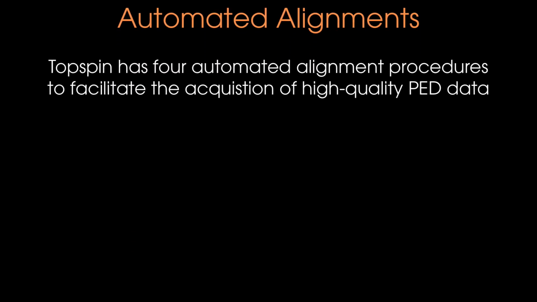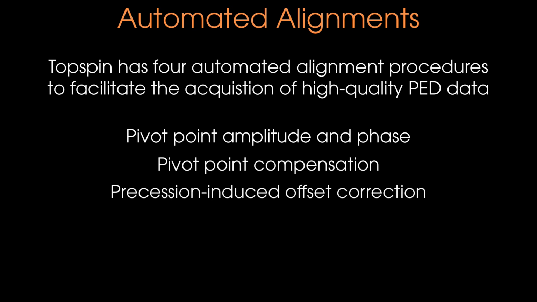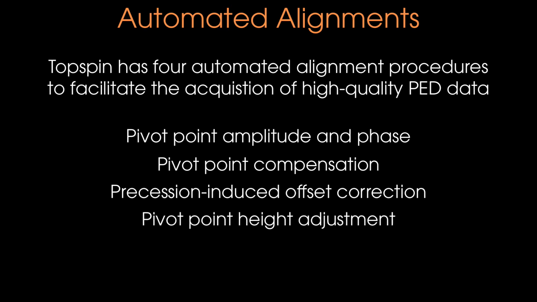Topspin strain has 4 automated alignment procedures to ensure the best operating conditions: pivot point amplitude and phase, pivot point compensation, precession-induced offset correction, and pivot point height adjustment. In the interest of time, we will only show the pivot point amplitude and phase alignment.